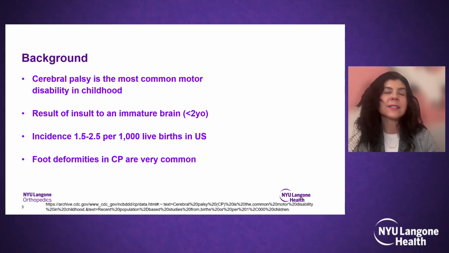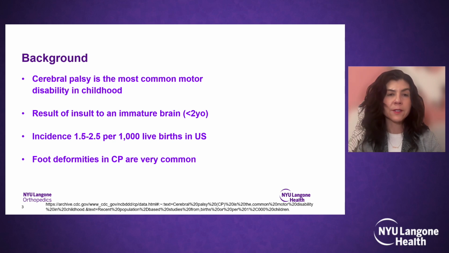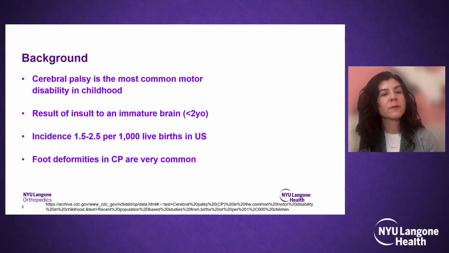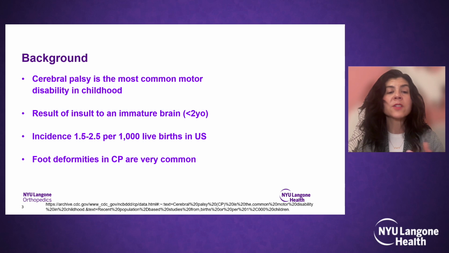And the incidence in the US has essentially stayed the same for several years. It's estimated to be between 1.5 to 2.5 per 1,000 live births in the US. And foot deformities are remarkably common in up to 80% of children with CP.